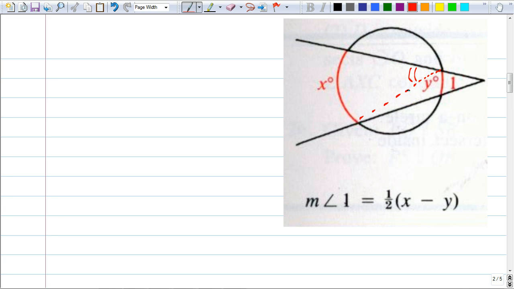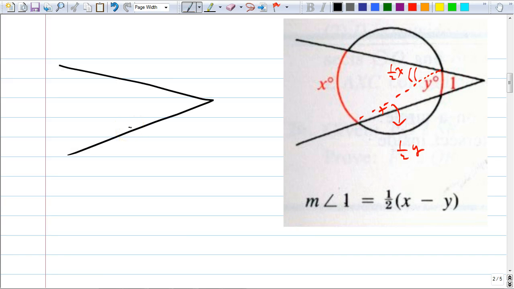What can you tell me about this angle right up here? It's half of x because you have an inscribed angle, right? So that's a hint. What can you tell me about this angle right here? Half of y, right? Okay, that's a hint. Go ahead, everybody think about this.